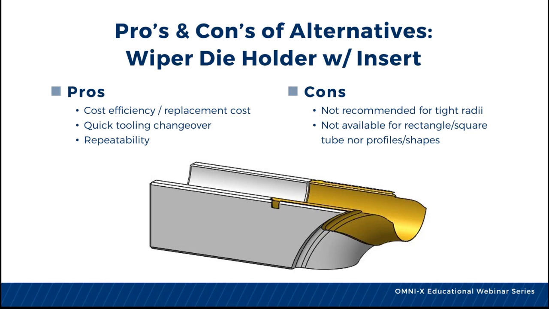The pros of wiper holders with inserts are that they are cost efficient in terms of replacement costs and in high volume scenarios when tooling replacement time is taken into account. Wiper holders with inserts reduce setup time and do not need to be repositioned. The cons of wiper holders with inserts are that they are not recommended for tight D of bend applications. Additionally, they are not available for rectangle or square tube, nor for profiles or shapes.